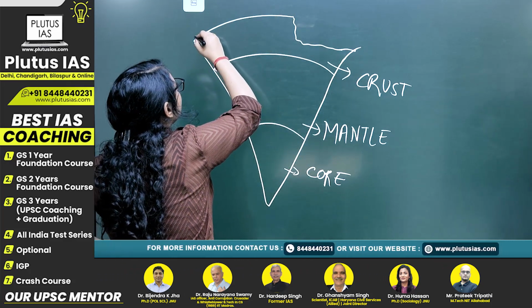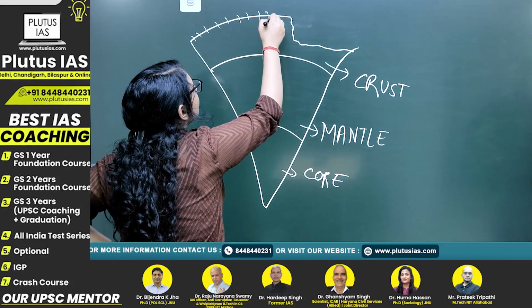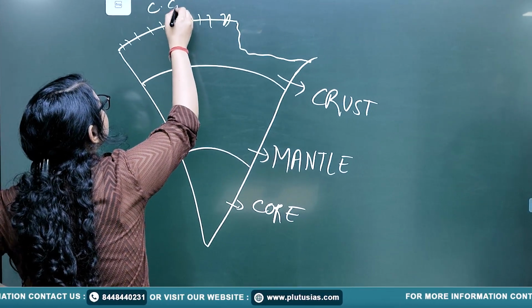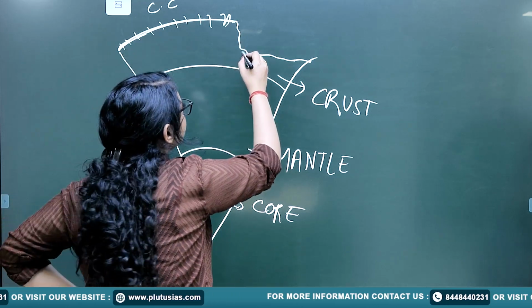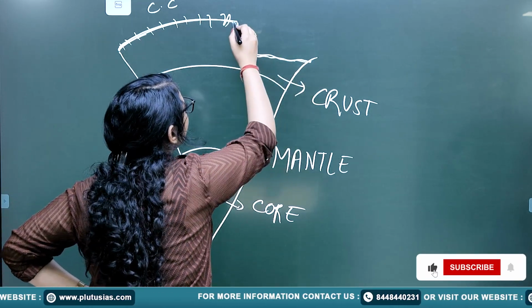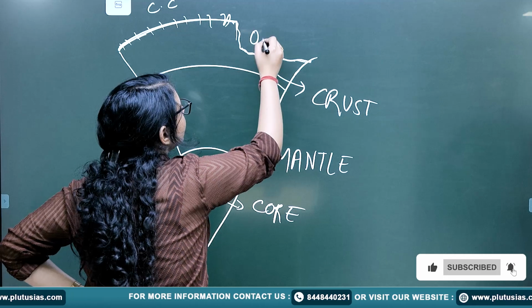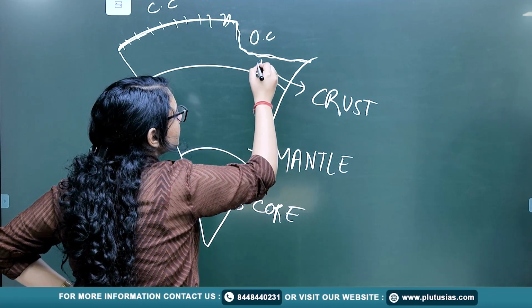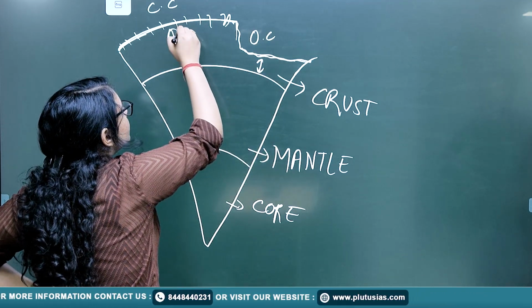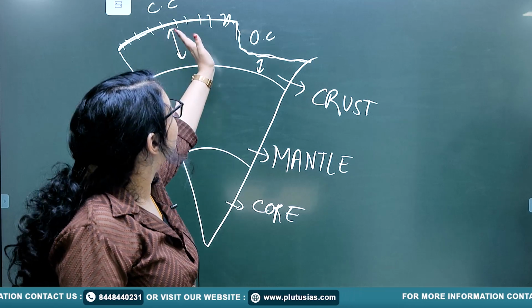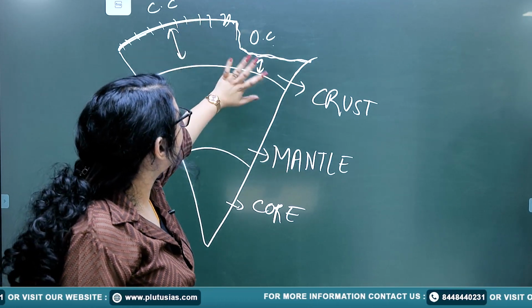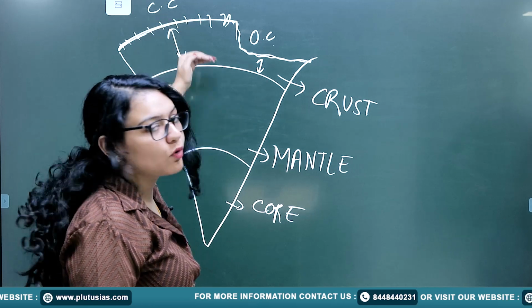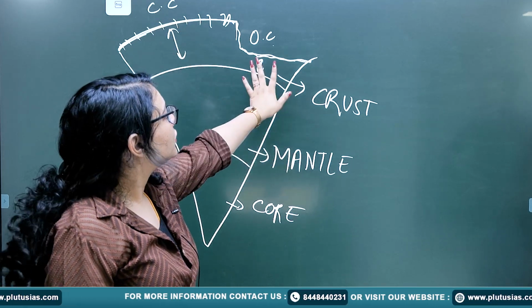So this part is your continental crust. You have this layer. This is continent, right? And this one is oceans, rivers, all these things. So this is oceanic crust. So you can easily compare the thickness between oceanic crust and continental crust. For sure, continental crust has more thickness in comparison to oceanic crust.